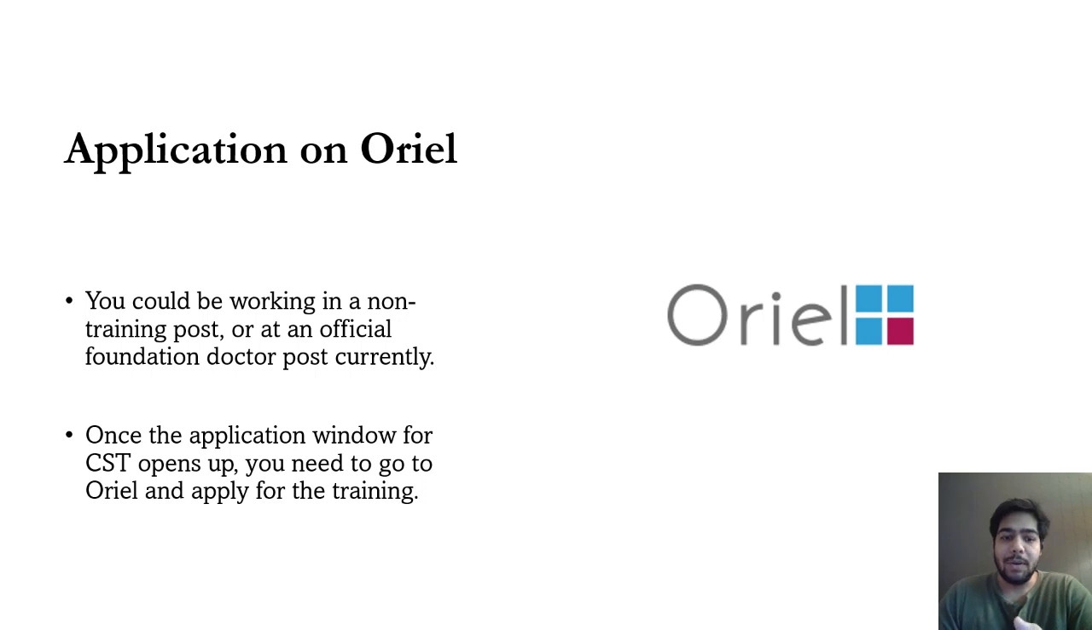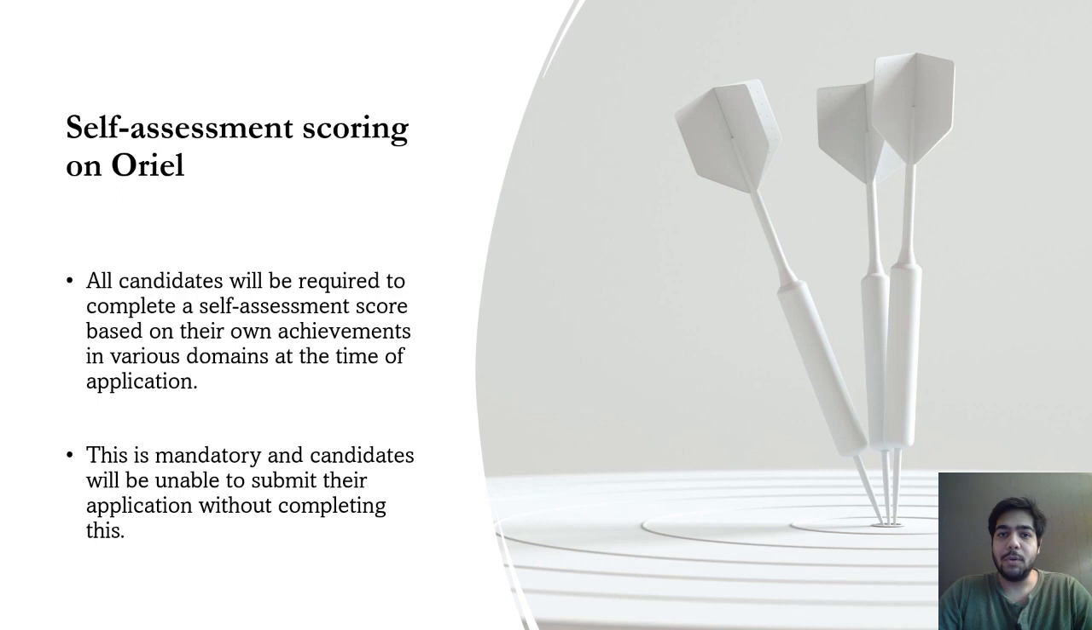So you need to go to Oriel and you need to fill in the form there. Once you go to Oriel, you'll find a really big form there which will ask you to include all your details, including your personal details, demographic details, your employment history, and a lot of other things. And it will ask you to upload your CREST form there if you're working at a non-training post. And it will ask you to upload your ALS certificate there.